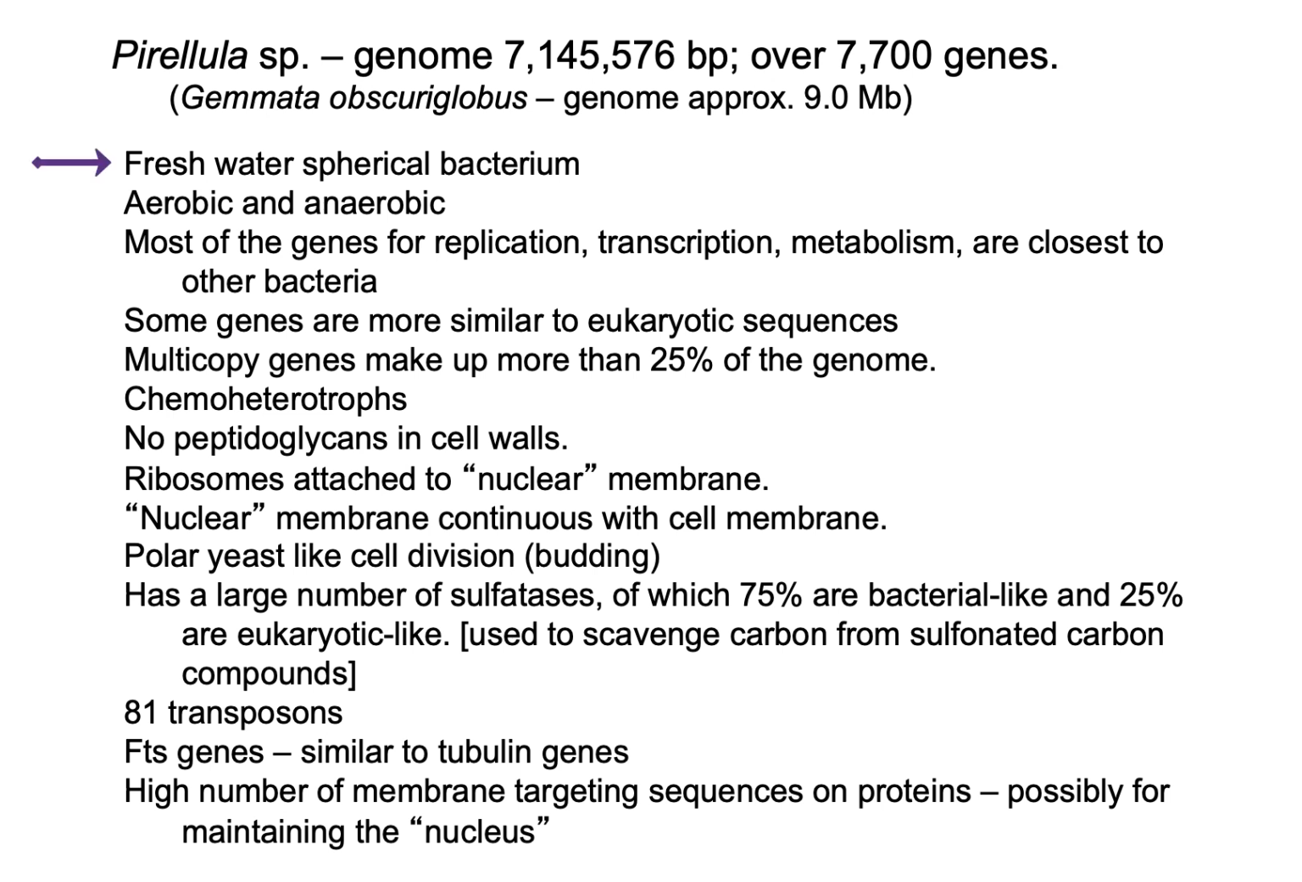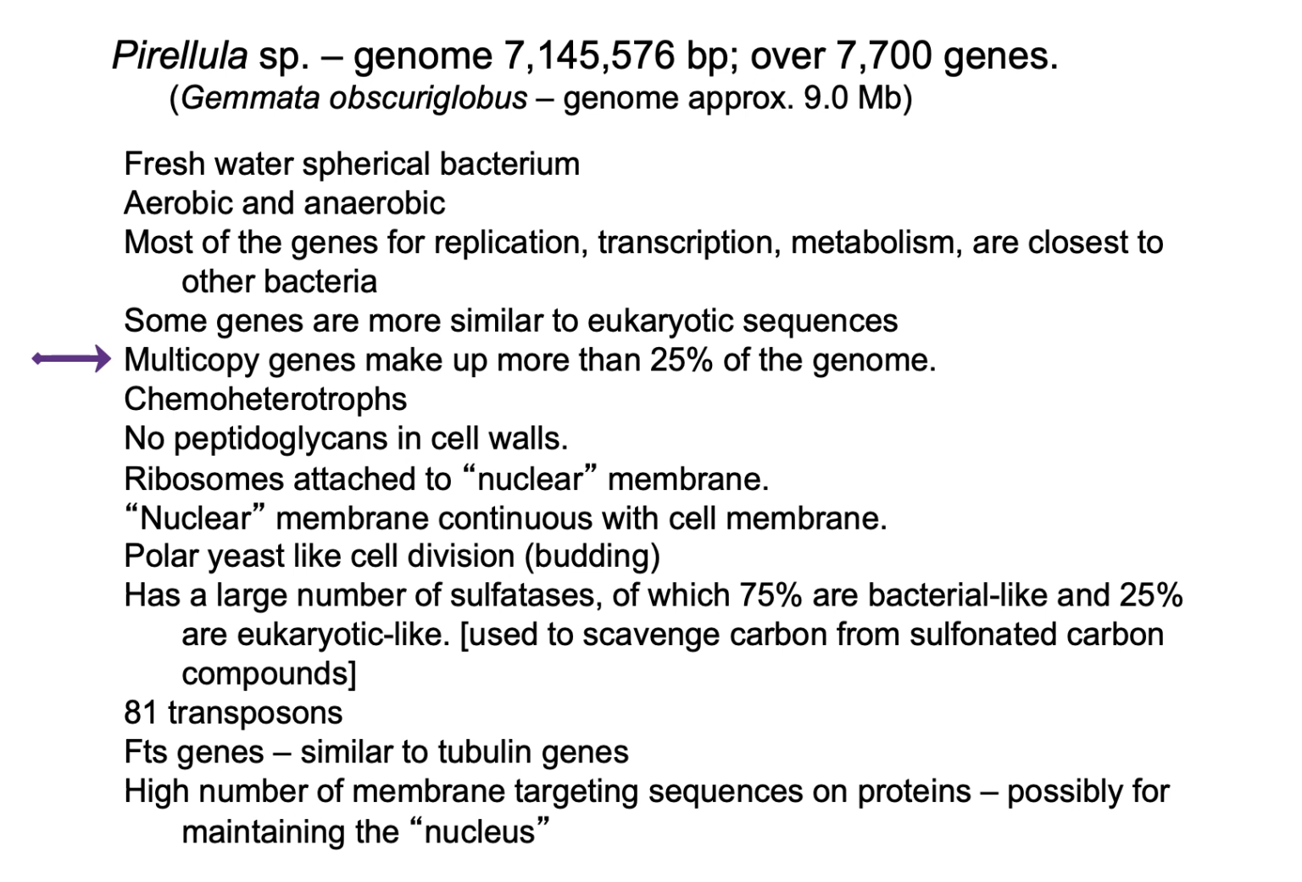So this bacterium is a freshwater spherical bacterium. It can be anaerobic or aerobic, so it needs different sets of genes to do those. Most genes for replication, transcription, and metabolism are closest to those of bacteria. But then many of its genes are more similar to eukaryotic sequences, which sort of ties them in with being the ancestor of eukaryotes as well, or at the very least a major contributor to genes in eukaryotes.